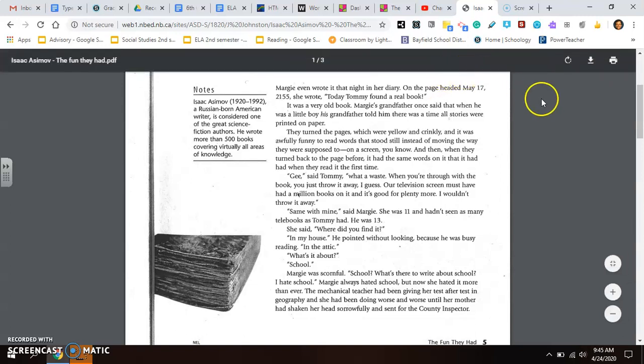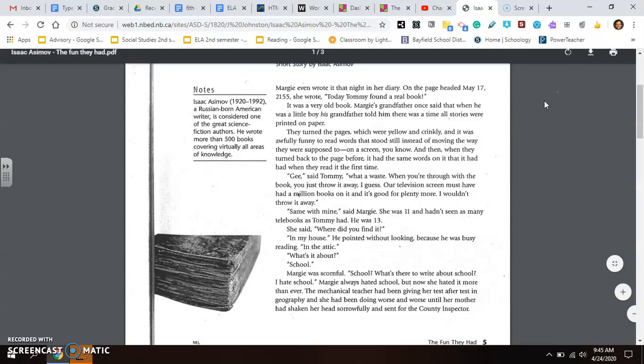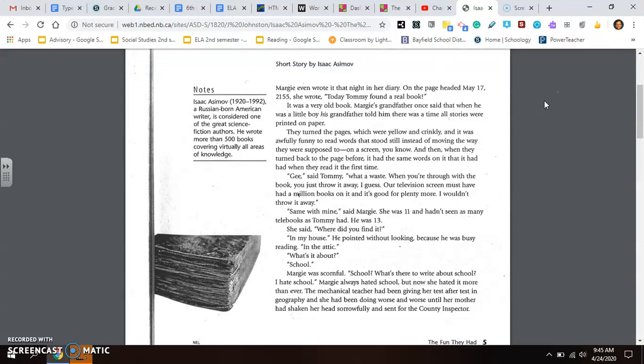It was a very old book. Margie's grandfather once said that when he was a little boy, his grandfather told him there was a time all stories were printed on paper. They turned the pages, which were yellow and crinkly, and it was awfully funny to read words that stood still instead of moving the way they were supposed to, on a screen, you know? And then, when they turned back to the page before, it had the same words on it that it had when they'd read it the first time.